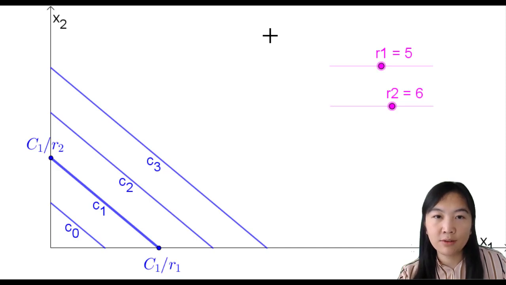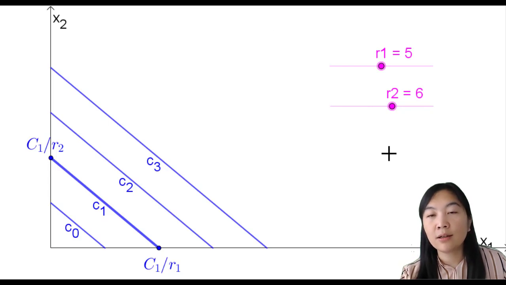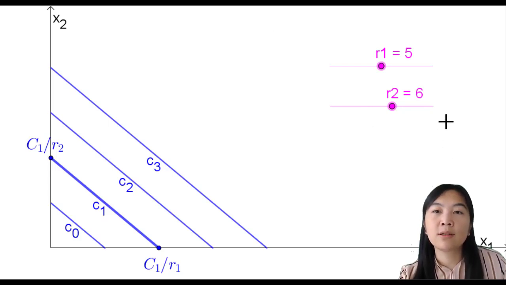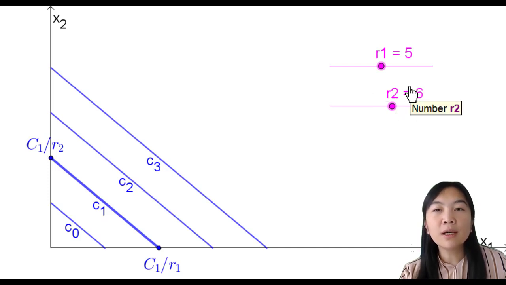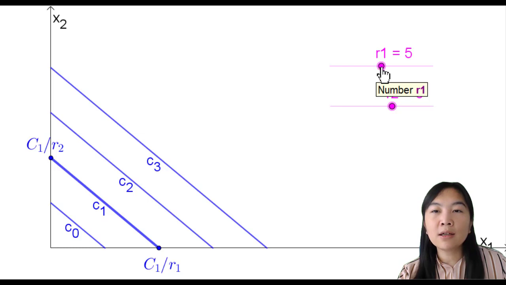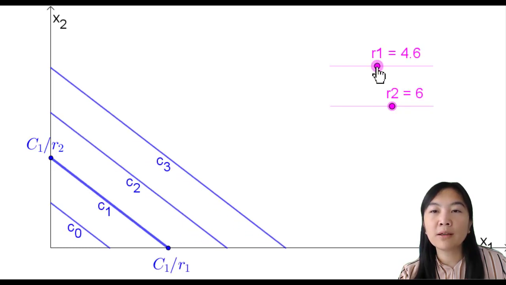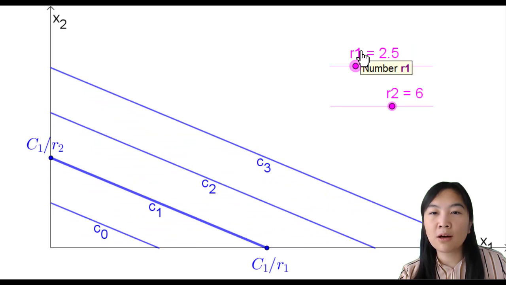What's going to happen to the isocost curves if we change the input prices? So let's actually take a look here. This is what the isocost curves are like right now. And this is the current input price for input 1 and the price for input 2. So if I change R1 to make it smaller, you can say that the curves are becoming flatter. So why is that?